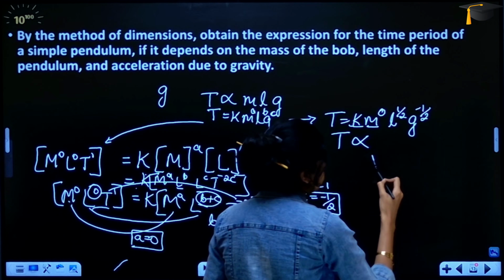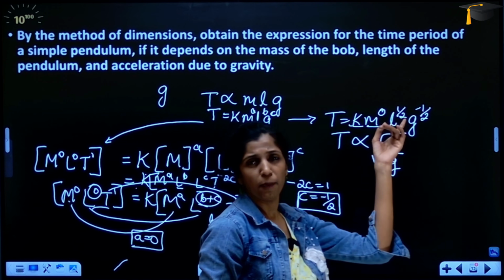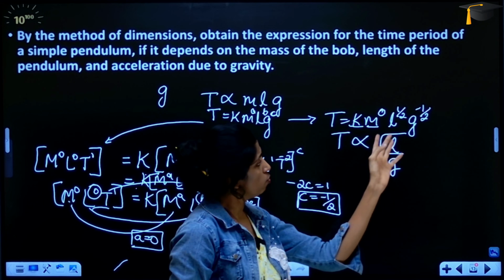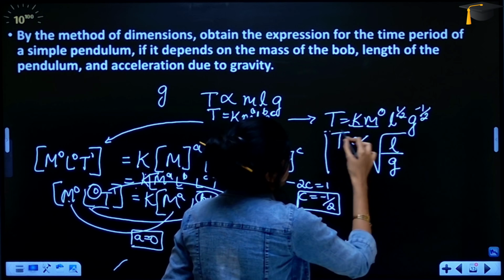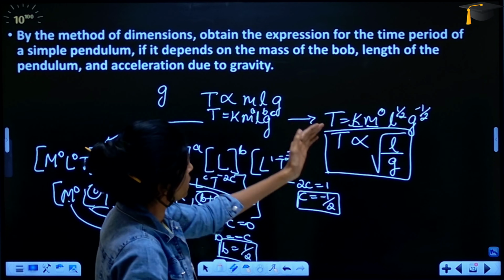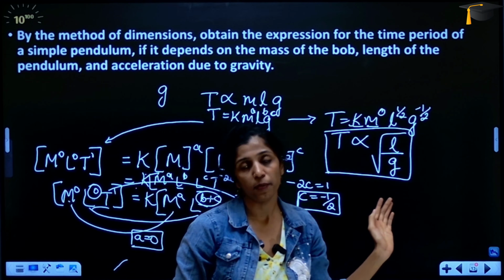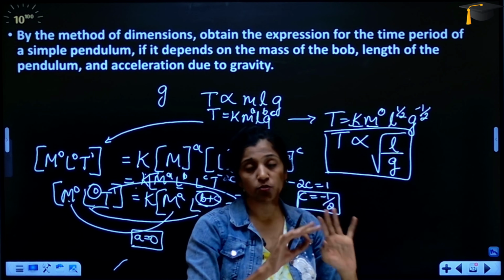Can we write it as root of L divided by G? Yes, because L to the power half is nothing but root of L, right? So root of L by G. Therefore, this will be the final expression. So we are deriving an expression for time period in terms of mass, length and gravity using the method of dimensions. Okay, so this is what you have to do.